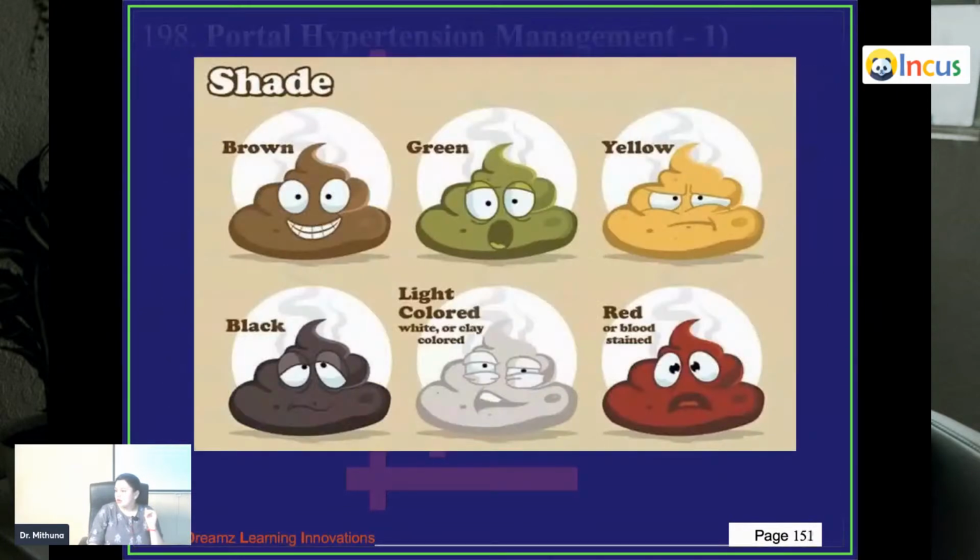A red kind of stool you will see if you have frank bleeding, especially from hemorrhoids, external hemorrhoids. Frank means fresh bleed. If you have bleeding occurring somewhere inside and then slowly coming and getting mixed up with the stool, this is how the stool will look. This is called melena, or black colored stools.